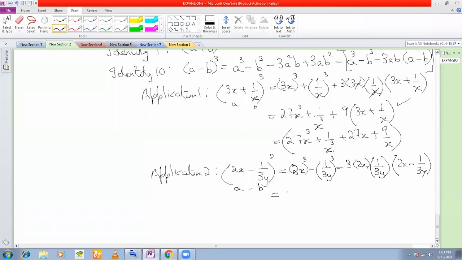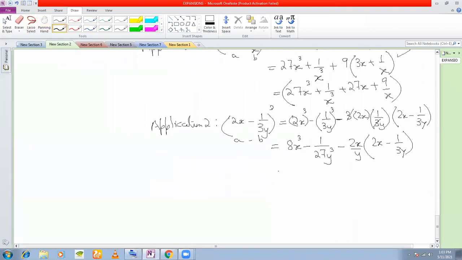Okay, so now we'll simplify this. 2x whole cube is 8x cube minus this is 1 by 27y cube. And here this 3 and this 3 will cancel because 3 terms are being multiplied here. You'll only be left with 2x by y into 2x minus 1 by 3y. You can leave your answer here, or you can multiply this: 8x cube minus 1 by 27y cube minus 2x by y into 2x will give you 4x square by y.